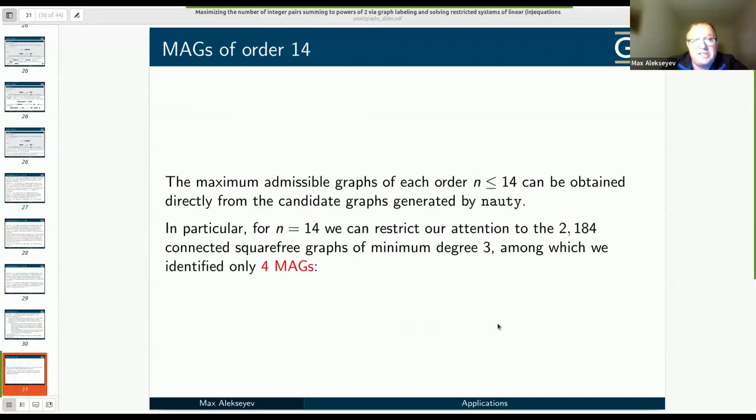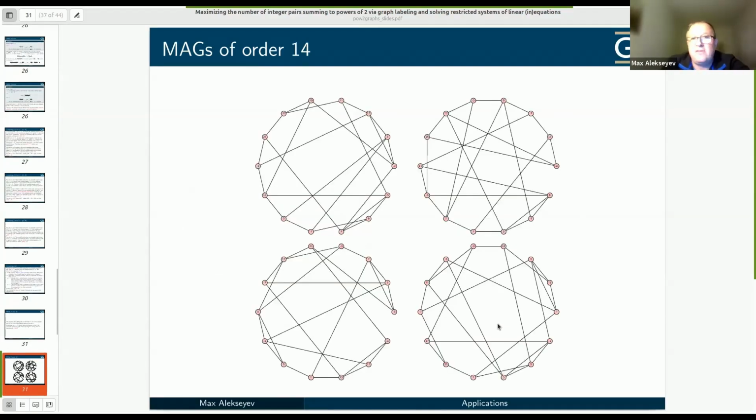So max of order 14 can be obtained directly from candidate graphs generated by Nauty. And in this case, we have 2,184 graphs, square free connected graphs of minimum degree 3. Among them, we have just 4 max. These are the 4 max, and furthermore, these 4 max are even labeled.